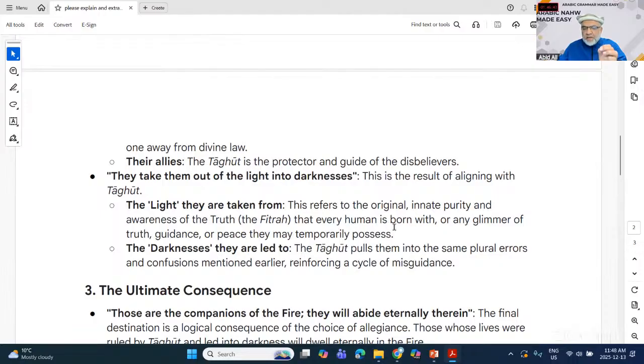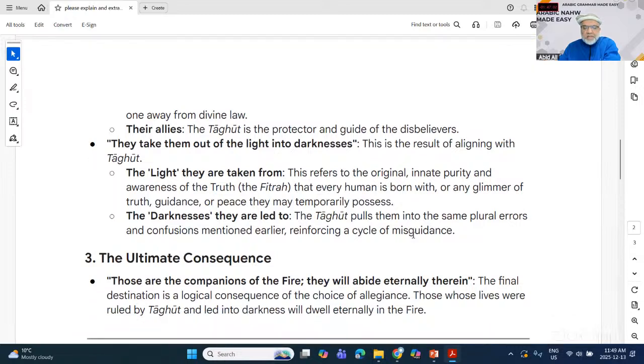Remember, Rasulullah sallallahu alaihi wasallam said that every human being is born on fitra. They have this monotheism in them. They know that Allah is one. But then their parents or their environment or their surroundings convert them into whoever they become. So every human is born on fitra, or any glimmer of truth, guidance, or peace they may temporarily possess. The darkness the taghut pulls them into is the same plural errors and confusions mentioned earlier, reinforcing a cycle of misguidance.